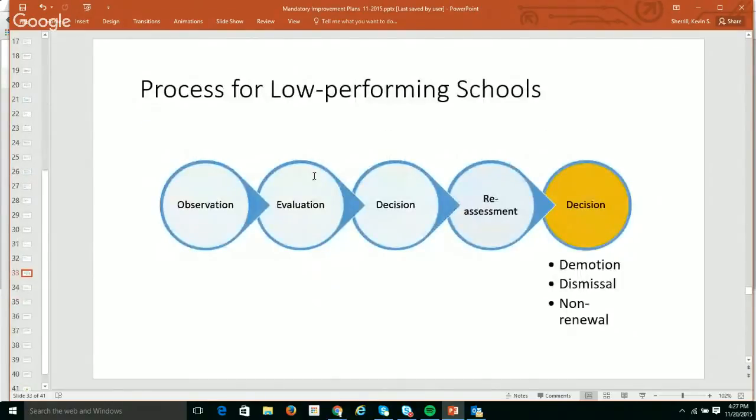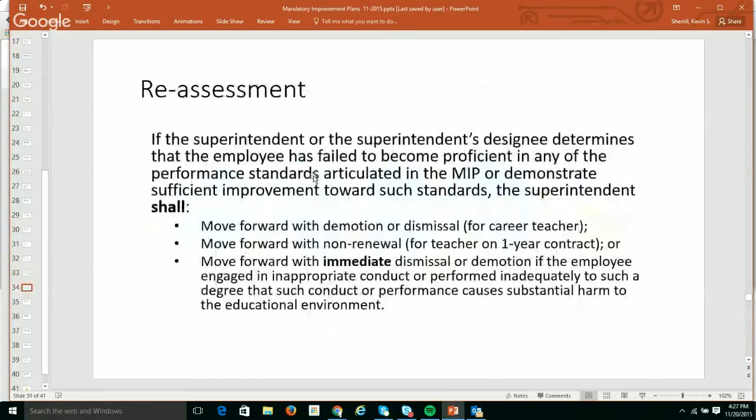And after that reassessment, we are now back to the next decision point that the statute calls for, whether there needs to be demotion, dismissal, or non-renewal. So if the superintendent or superintendent's designee determines that the employee has failed to become proficient or to demonstrate sufficient improvement, then this is where there's another shall. The superintendent shall move forward with dismissal or demotion, move forward with non-renewal, or move forward with, again, immediate dismissal or demotion, not even waiting until the end of the year because this person is causing substantial harm to the educational environment.